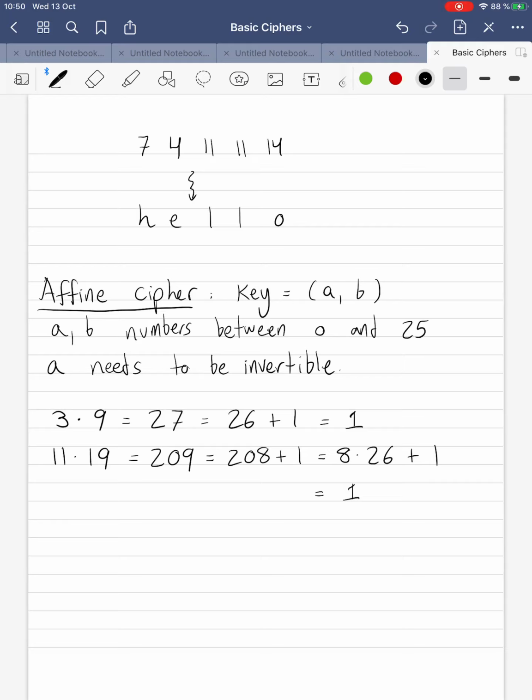So what are the invertible elements here? The invertible numbers between 0 and 25 with this new multiplication and addition. Well, for example, 2 isn't invertible because 2 times 13 is 26, which is 0. If something gives product 0, it's not hard to prove that it can't be invertible.